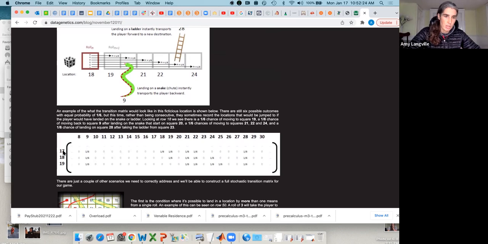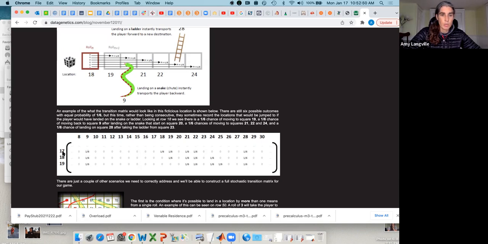If I was on square 17, 18, or 19, if I'm on 17, I'm looking at this sub matrix of the P transition probability matrix. I'm looking at columns 8 through 30. And from 17, there's a chance right here I could roll. There's a 1/6 chance I could roll a 3 and land on 20, which sends me back to 9. So that's how we get the 1/6 there.